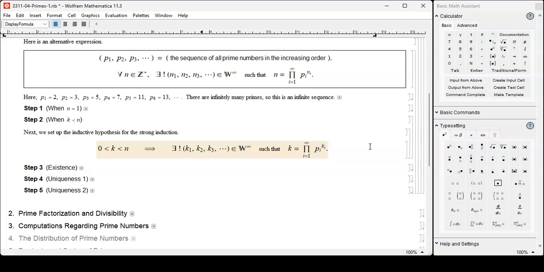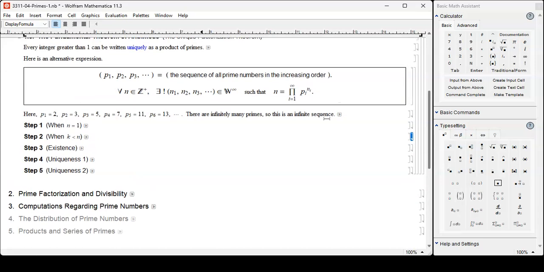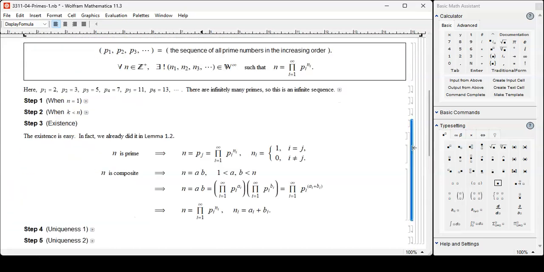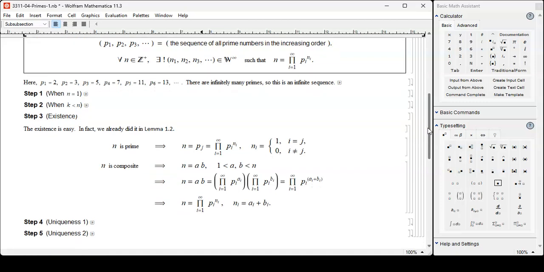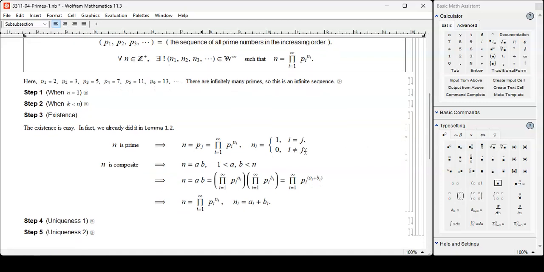Now we have to prove for n. And the existence is easy. We already did it, but let's redo that briefly using the infinite product expression. So this is just a reproduction of 1.2, but using the infinite product expression. If n is already a prime, then by itself it's a prime factorization, or you can rewrite it as a product of all primes. So for pj, it's 1 power, everything else 0 power, so just a bunch of 1s.